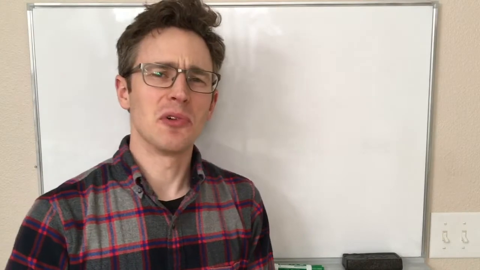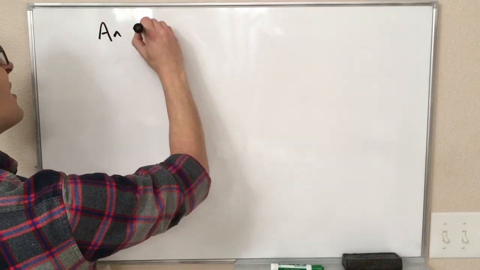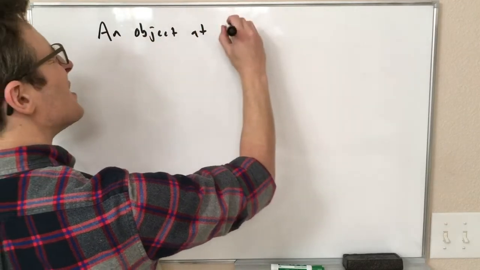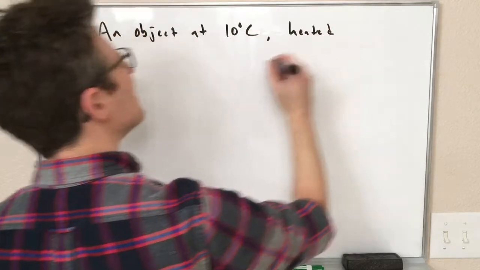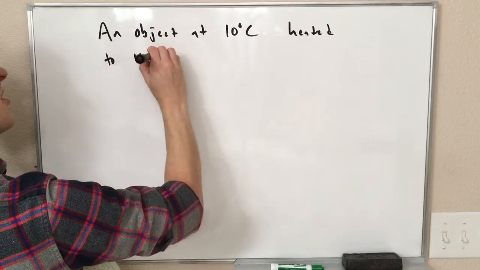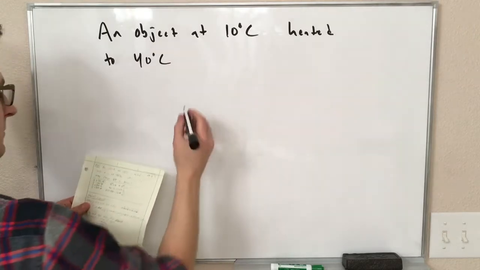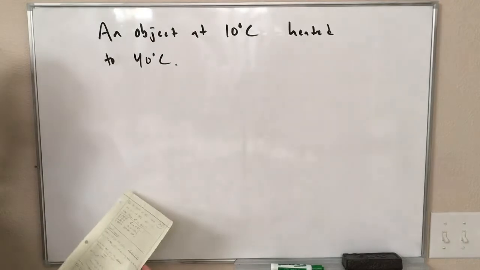All right, let's do one quick example about our temperature units. So let's say we have an object at 10 degrees C and it is heated to 40 degrees C. You know, maybe we put it on a stove or something like that.